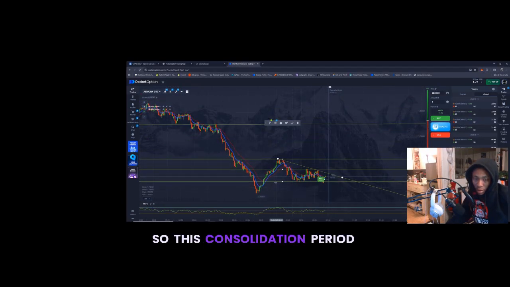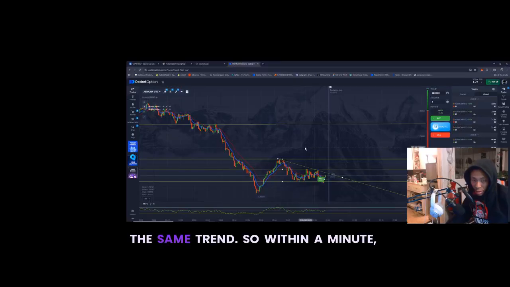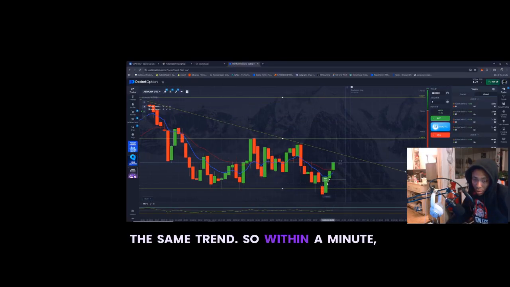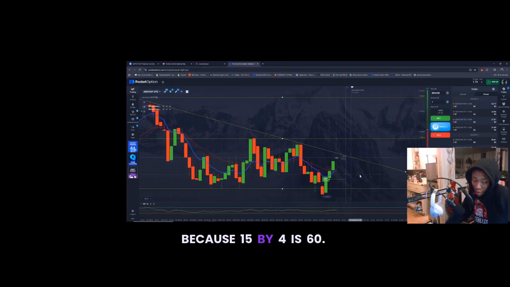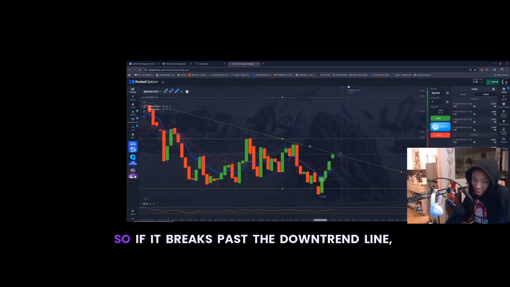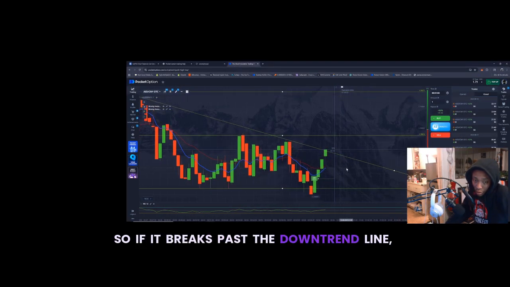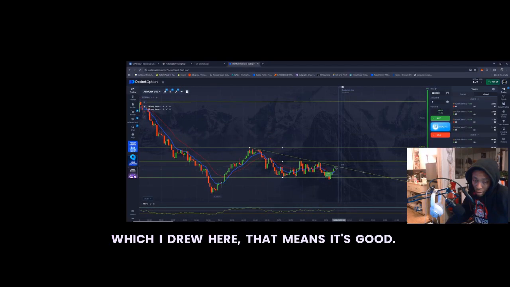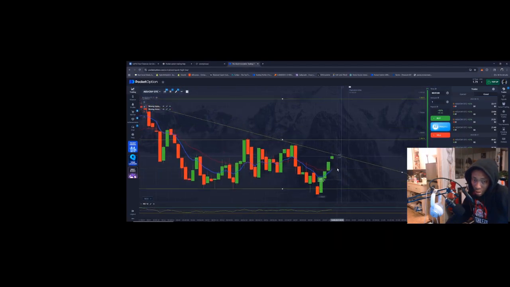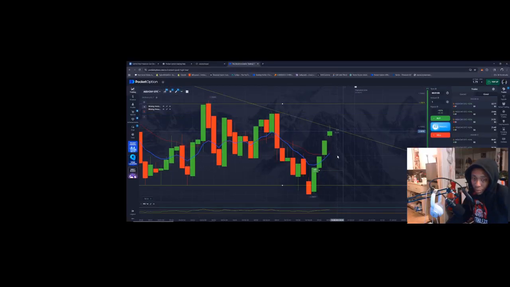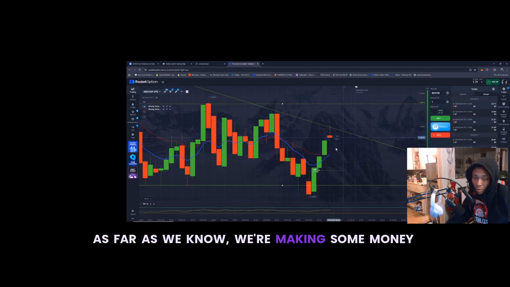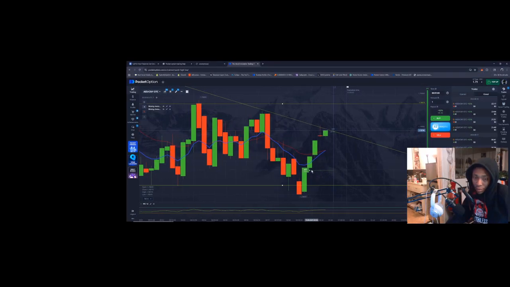So this consolidation period still has the same pattern, the same trend. So within a minute, because 15 by 4 is 60, if it breaks past the downtrend line, which I drew here, that means it's good. As far as we know, we're making some money because we're in the clear, even if it drops a little bit.